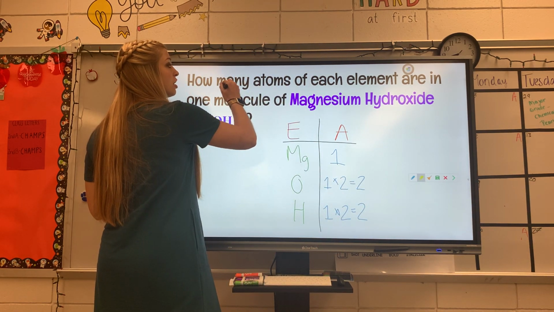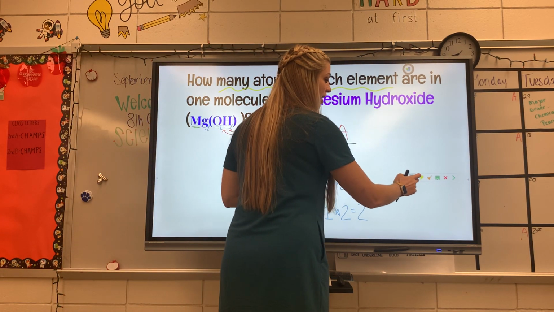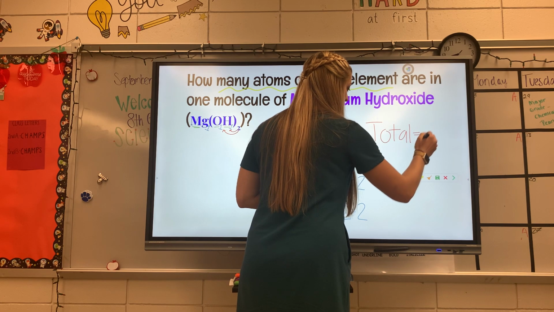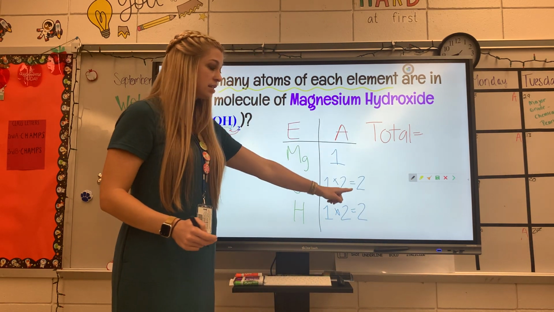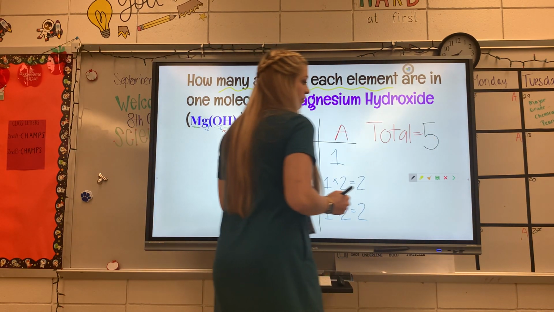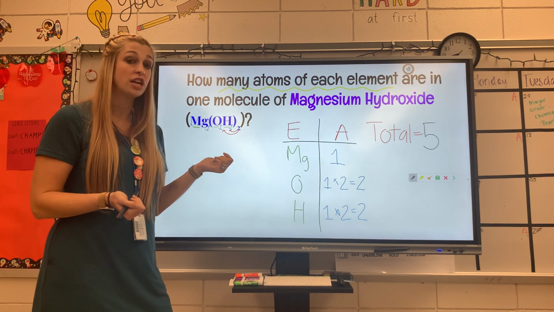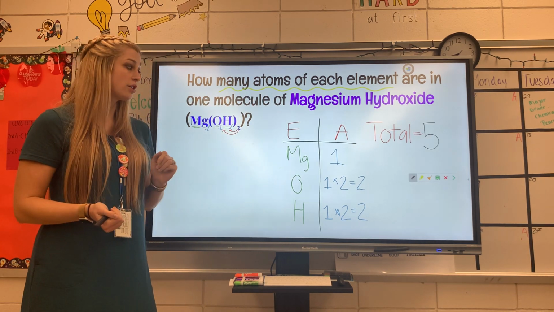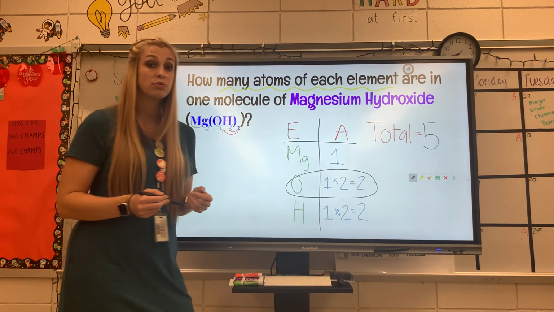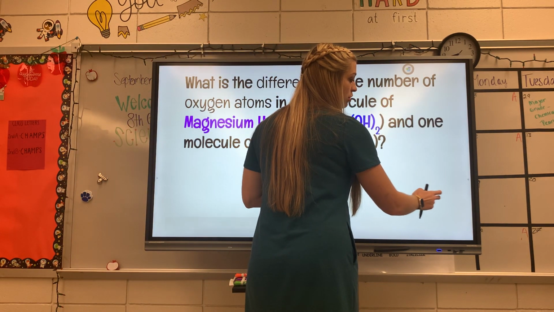So remember, it wanted to know how many atoms of each element. So we still need to make sure that we find the total. So 1 plus 2 plus 2 gives us 5 total. If that question had only said how many atoms of oxygen are in a molecule of magnesium hydroxide, then we only would have needed to do this. So you have to read, is it asking for total or just one element? Let's try it a little more difficult.